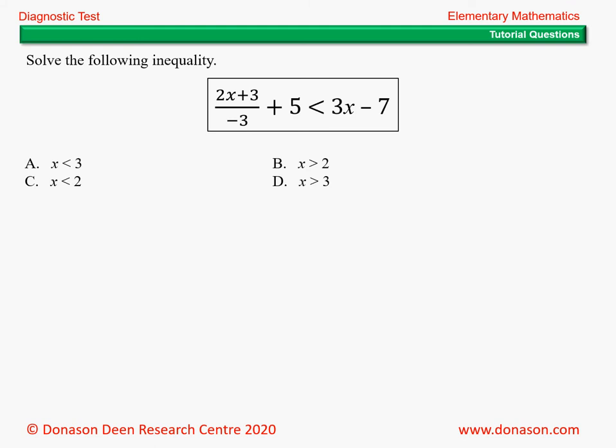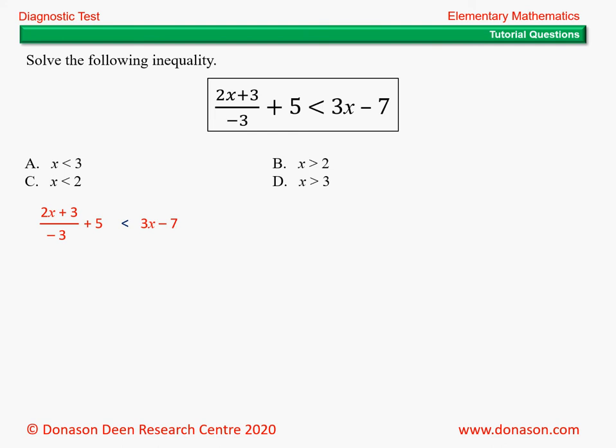Solve this inequality, which is (2x + 3) over negative 3, plus 5, and that should be less than 3x minus 7. So let's look at how we can solve this. First, let me just copy down the inequality.